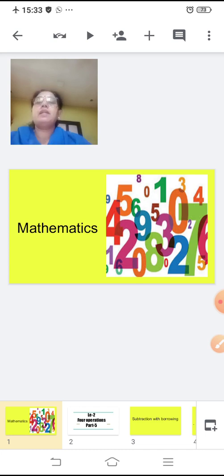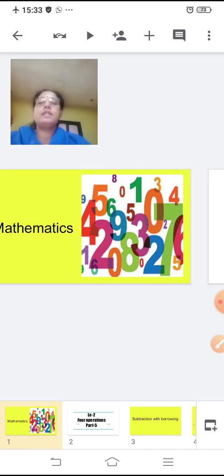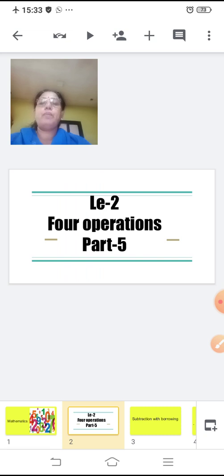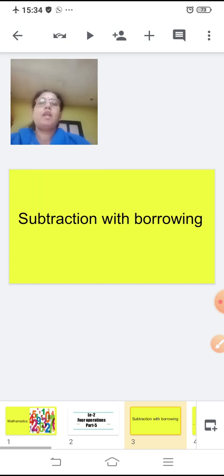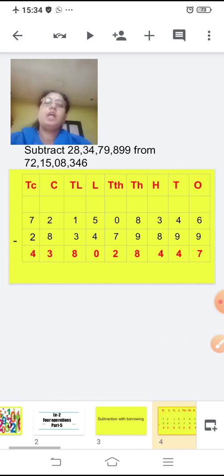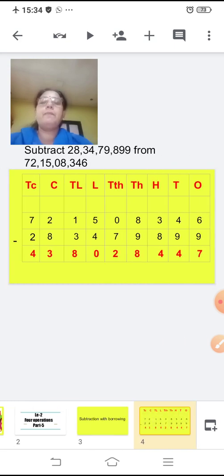Coming to our mathematics subject. Okay, lesson number 2. Again today, 4 operations. Today we will be doing part 5. In the last class we already did some simple subtraction sums of 8 and 9 digit numbers. So today we will again be doing some more subtraction sums, that is with borrowing. Okay, subtraction with borrowing.